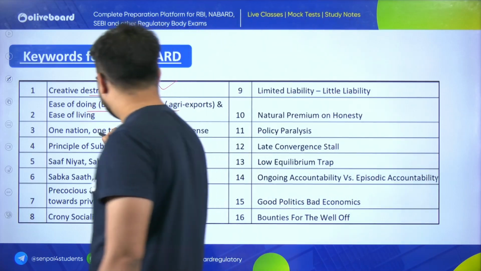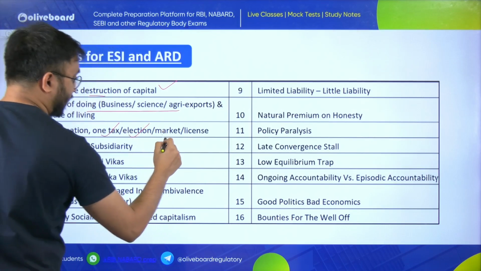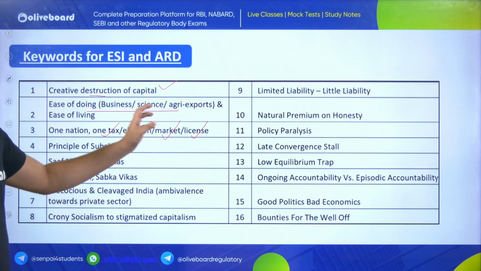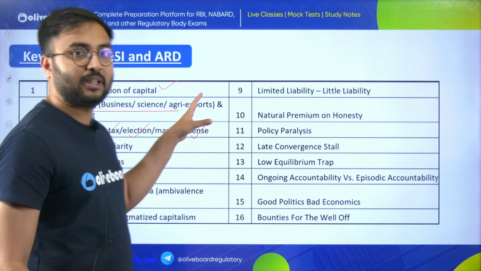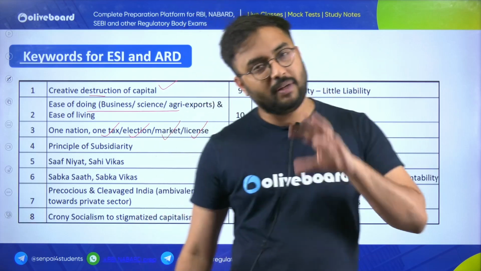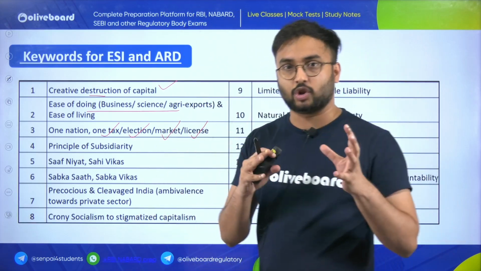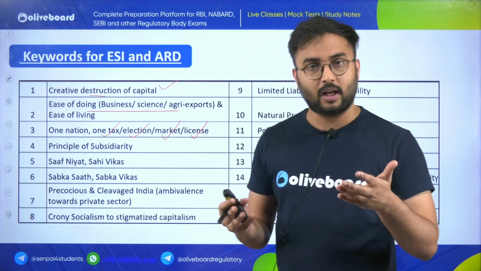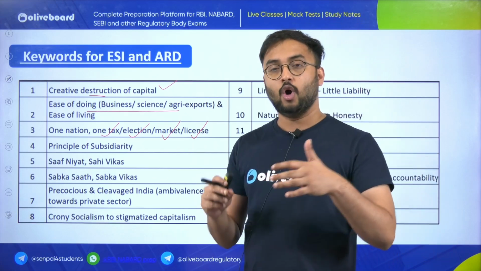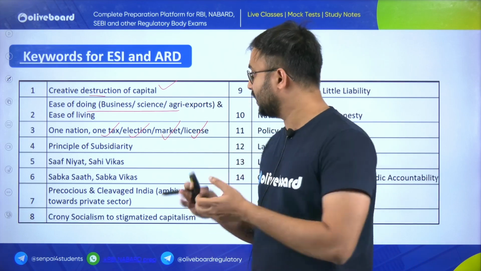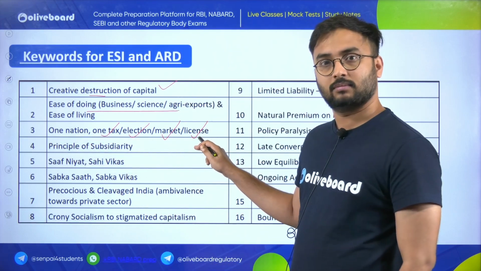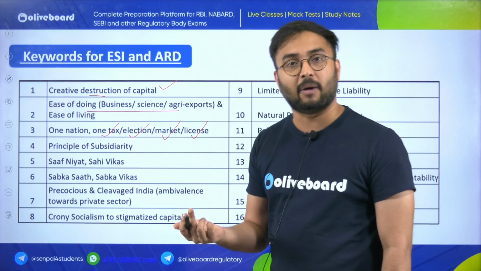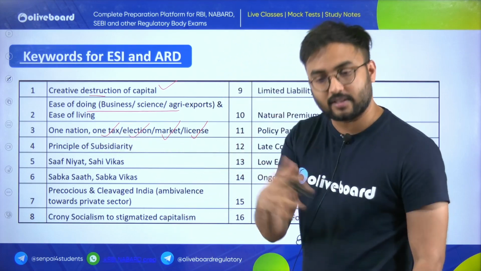Then one nation, one tax, or one nation, one election, one nation, one market, one nation, one license. Various such phrases are there. You can use them selectively wherever you want to. Now you will say, sir, but how to use this keyword? Always remember, there will be a time when in a paragraph you are writing a dimension. Suppose a question comes on sectors of the economy, and you are writing something about the manufacturing sector, or about the services sector. See how I can use one nation, one license, one nation, one market for agriculture, right? What is eNAM? One nation, one market. This is how you associate.